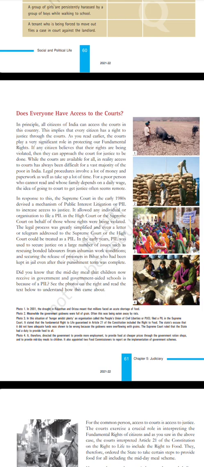Photo number 4. It therefore directed the government to provide more employment, to provide food at cheaper prices through the government ration shops, and to provide midday meals to children. It also appointed 2 food commissioners to report on the implementation of government schemes.